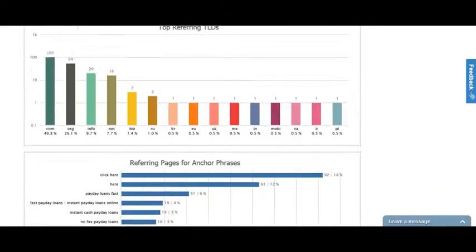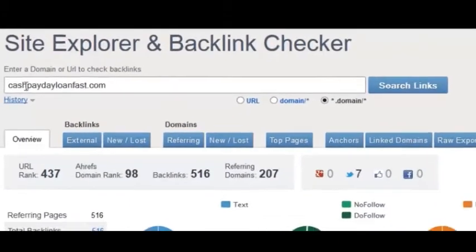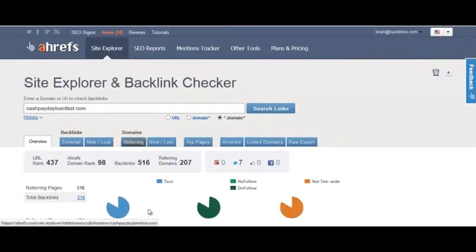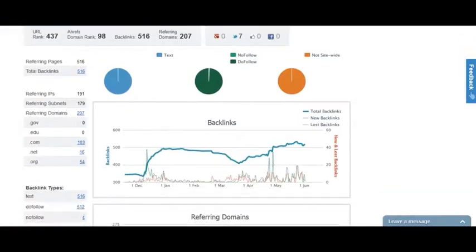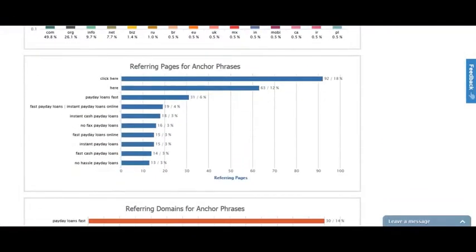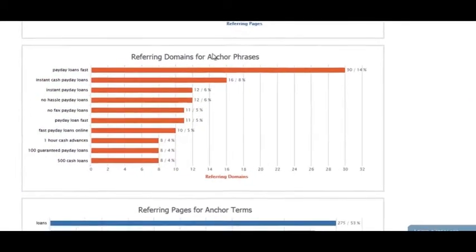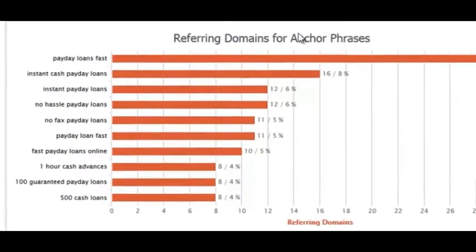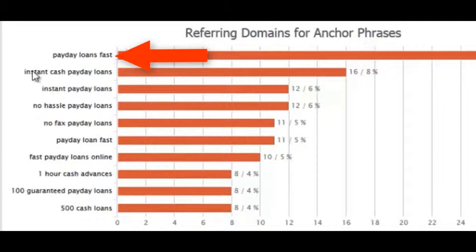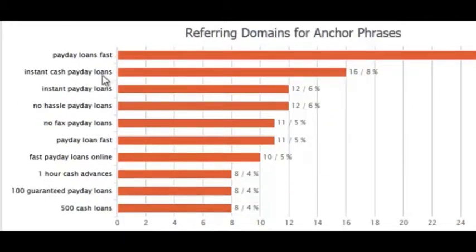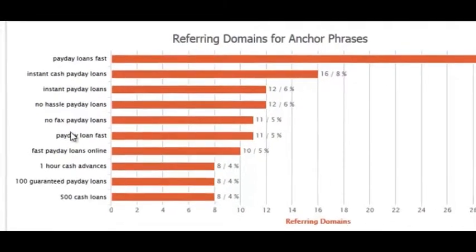So what I do is I put in the site here in the toolbar, click the search links button, and it brings you up all the information about that particular site. When you scroll down, you can see the referring domains for anchor phrases, and all that is are the anchor text pointing to that particular website. Payday loans fast, instant cash payday loans, instant payday loans. This is not remotely natural. Okay, this is a link profile that's obviously gamed.